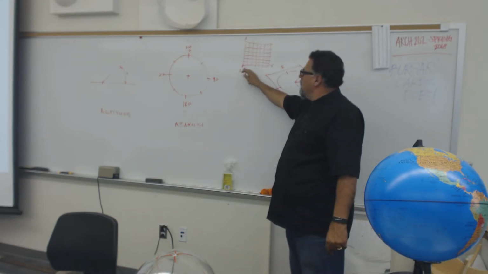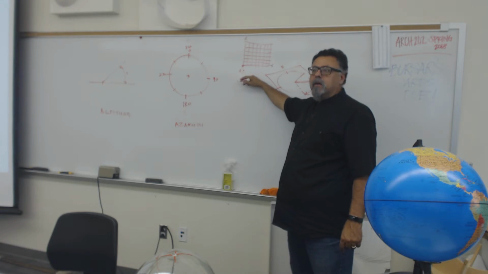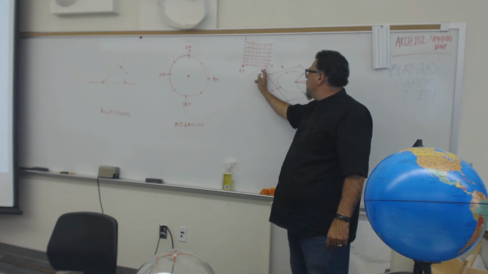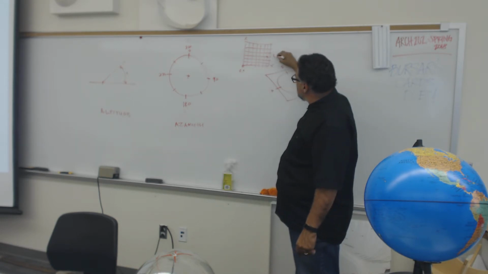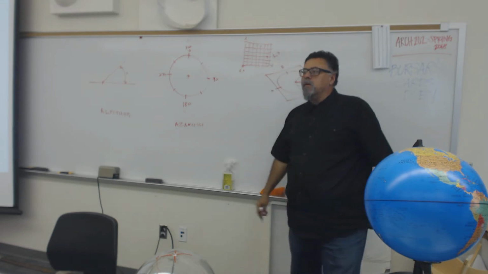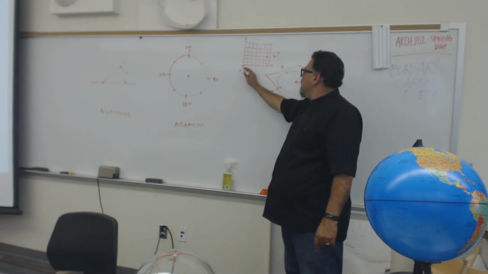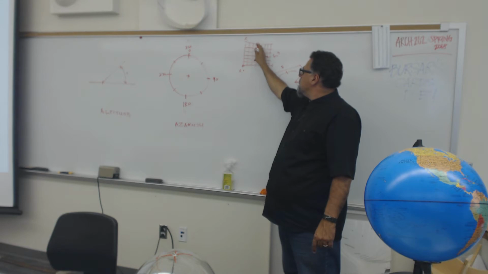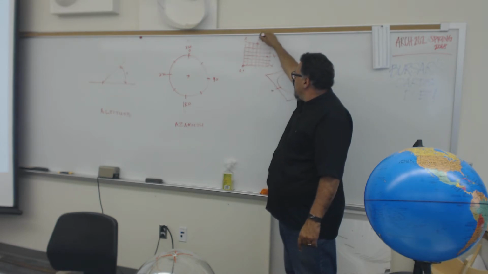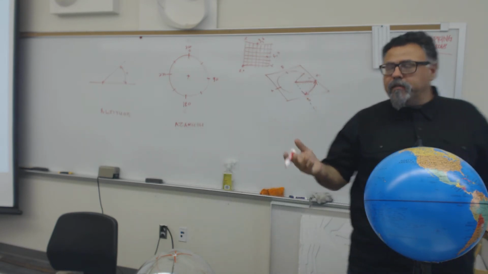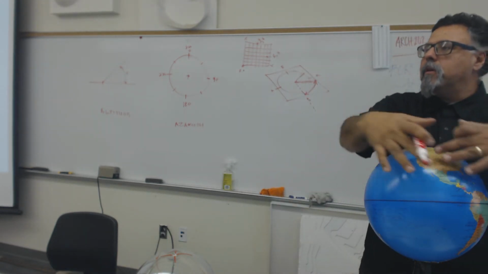Which one comes first, x or y? So you would go 1, 2, 3, 4, 5, 6 right here, and then you'd go 1, 2, 3. That is point 6, 3. What if I said point 3, 6? X first. 1, 2, 3, and then 1, 2, 3, 4, 5, 6. That is point 3, 6. Now, that works fine if you're looking at a piece of paper, but what happens when you're on a sphere?